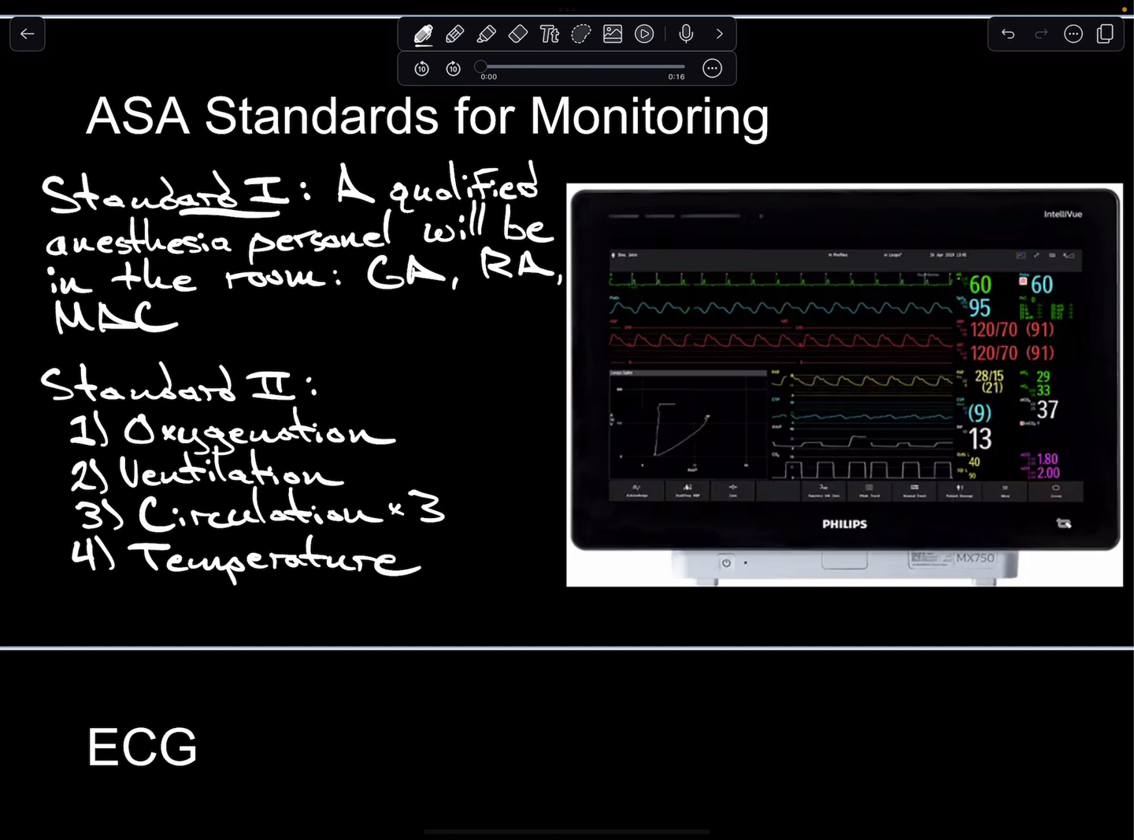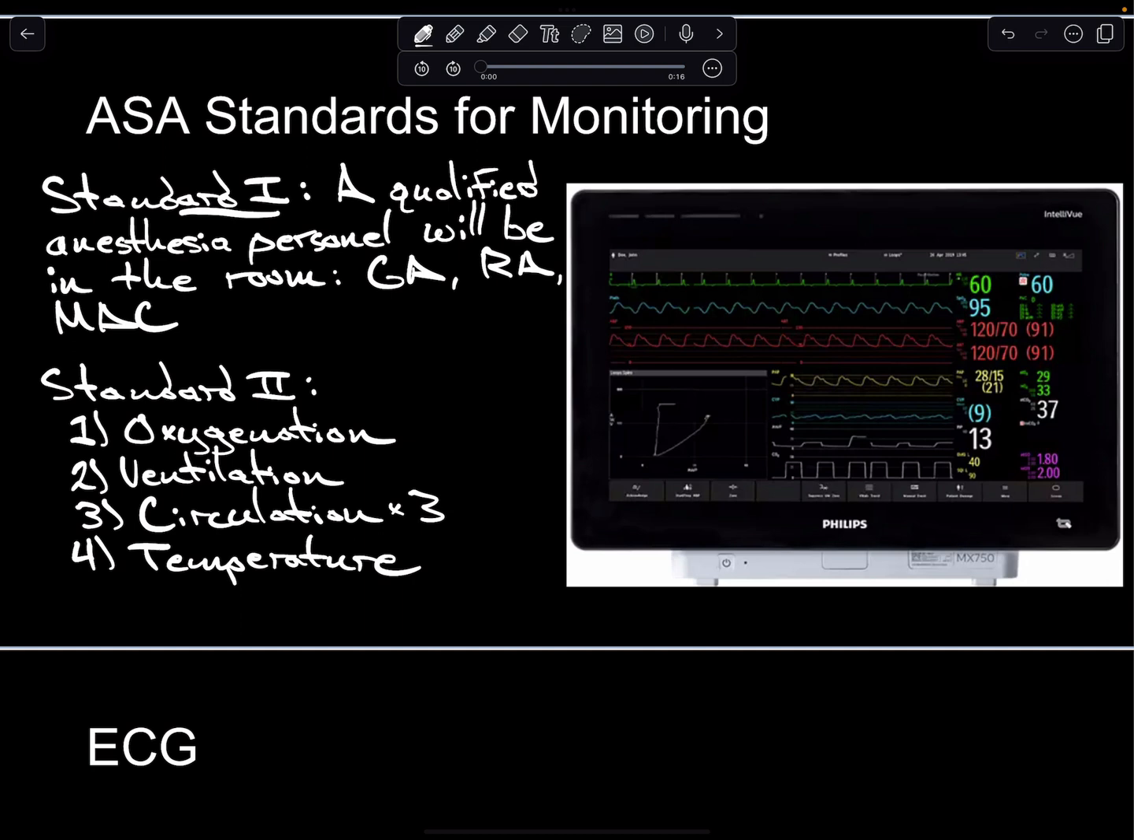So in almost all cases, that's going to be pulse oximetry with variable pitch and tone necessitated throughout the case. Ventilation is measured primarily through capnography. Circulation is measured in at least 3 different ways. So all cases are going to have at least a minimum of a 3-lead EKG, and then that's going to be upgraded to a 5-lead EKG if there's any cardiac concerns.